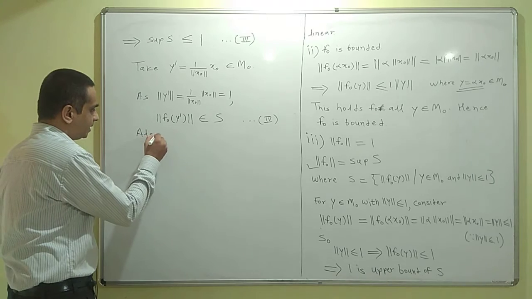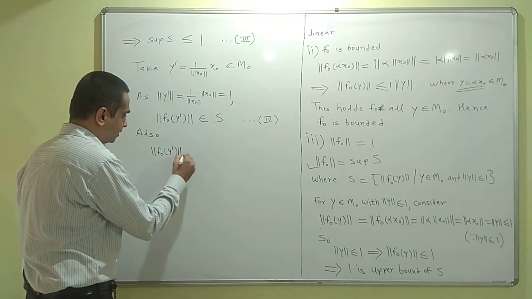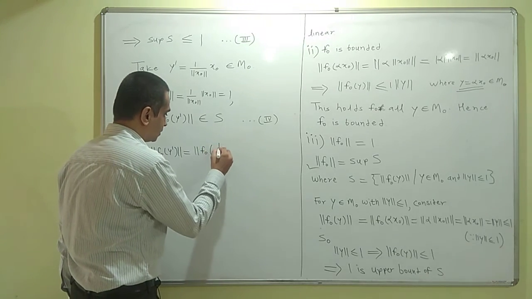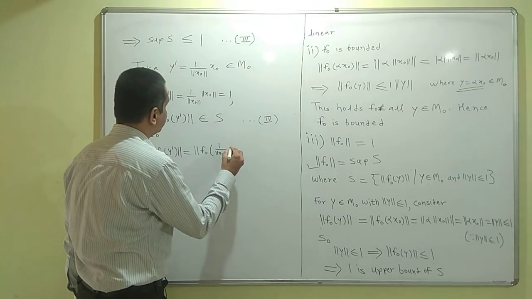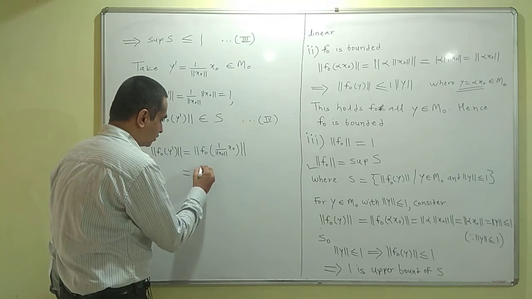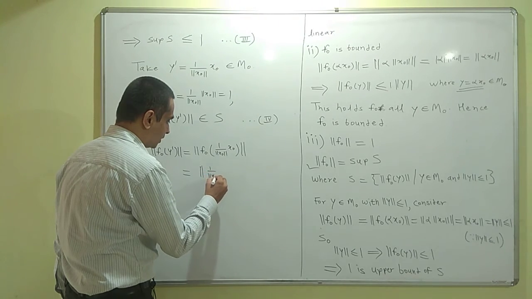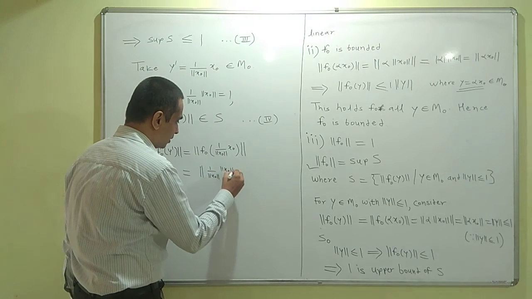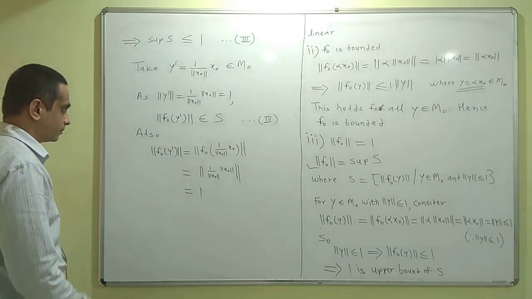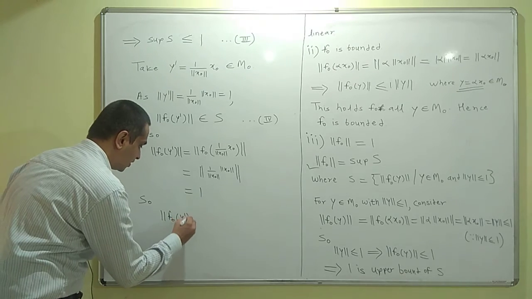Also we can find the actual value of this norm of f0 y dash. Use the definition. It is equal to, first let me write what is y dash, that is x0 over norm x0. So this I could write as, by definition of f0, alpha times norm of x0, that is 1 upon norm of x0 times norm of x0. So this simply comes as the number 1. So norm of f0 y dash equals 1.